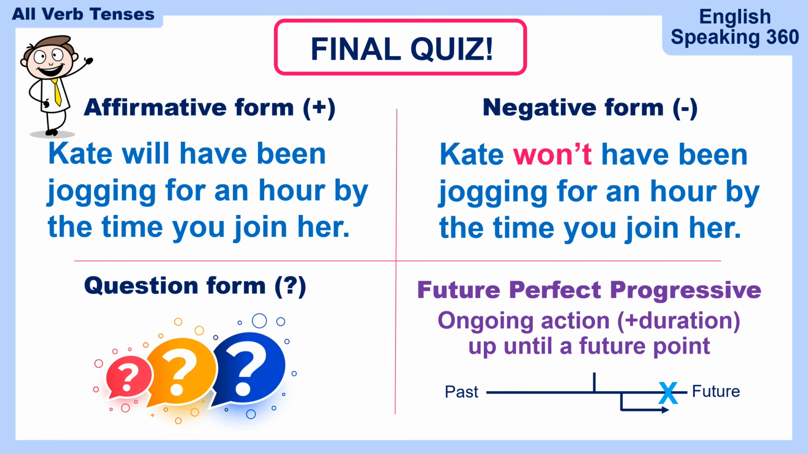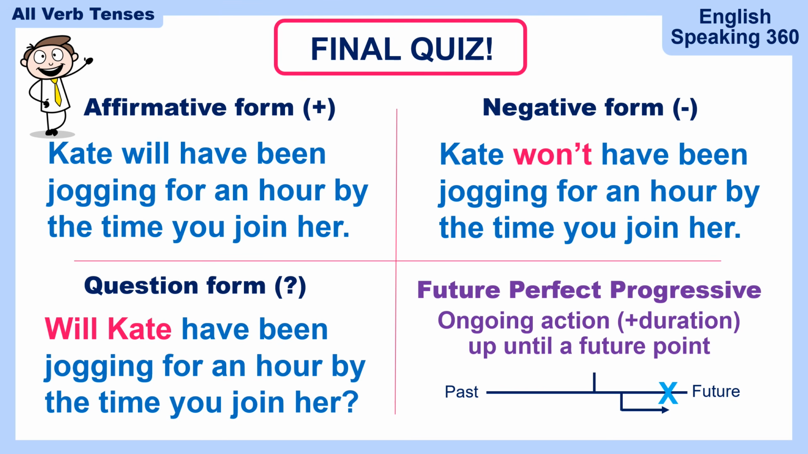Let's go. Make sure you practice at home. Super important. Here's the question. Will Kate have been jogging for an hour by the time you join her? Great question. You could also have the negative question. Won't Kate have been jogging for an hour? Great question too.